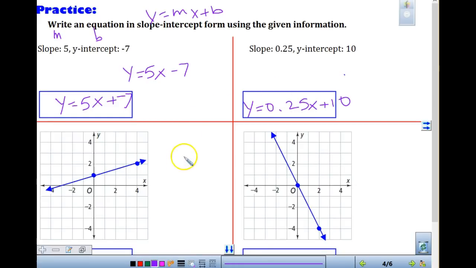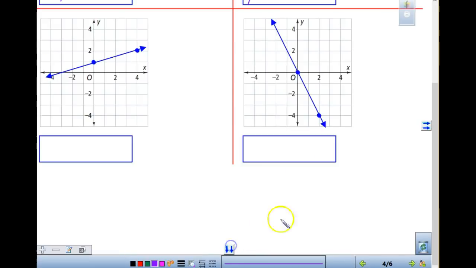On the bottom, we're going to be writing equations again, but this time we're given the graph. So, looking at this graph, I want you to identify your b value, your y-intercept. I want you to identify your slope in a ratio. And then, it doesn't necessarily have to be a ratio, since you're writing an equation. But from that information, write your equation.